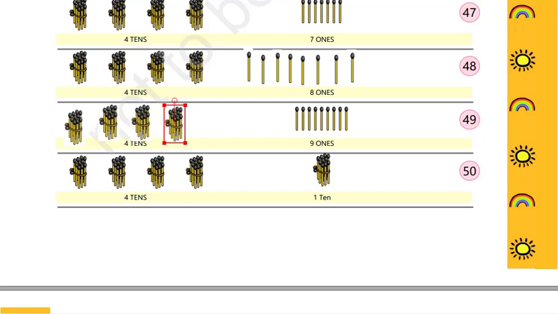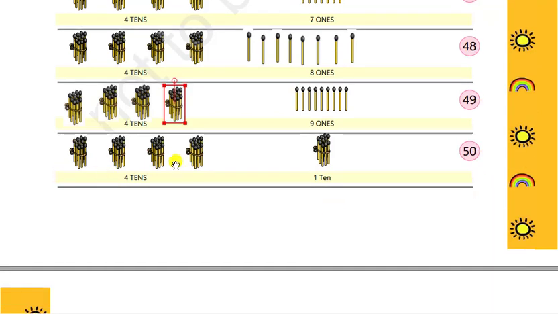Next is 50. 50 means 5 tens. So here there are 4 tens, one more bundle of 10 comes in. So that is 1 ten. So 4 tens plus 1 ten is equal to 5 tens. 5 tens is equal to 50. So 50 contains 5 tens and 0 ones.